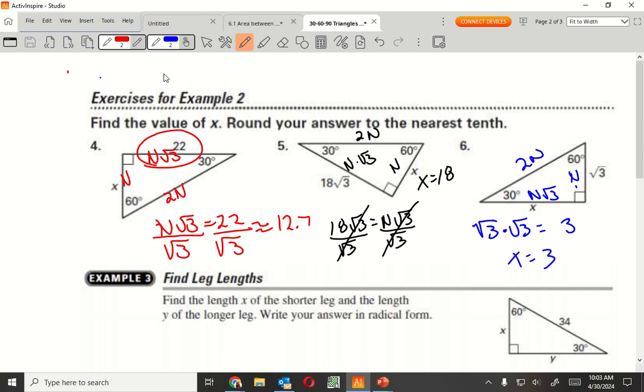Yes, no, maybe? You don't like that one? Why? It's just 18, right? Yeah, you could just pick that out. Yeah, I did the math for it, but yes, you can just pick it out because it's already n, so it's 18 times square root of 3. So yeah, you could have just picked out the 18.